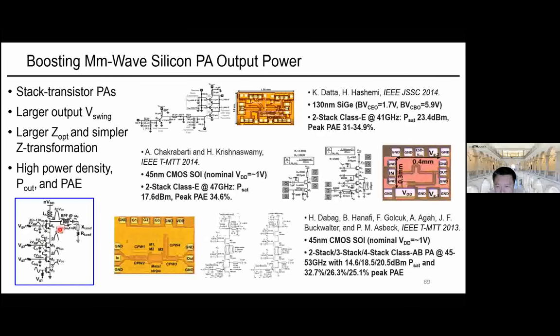So as a result, the stacked PA will have a relatively large optimal load, and so a really simplified output matching network can achieve a higher output power and a higher PAE. And in addition, the stacked PA will also improve the power density of the silicon devices by typically a factor of 2 or 3, depending on how many devices we put in the stack and how efficient the stack design is. But this potentially allows more compact integration of high power PAs, as we mentioned earlier, why it's so important. So here are a few examples of stacked transistor PAs and millimeter wave PAs that can achieve excellent performance.